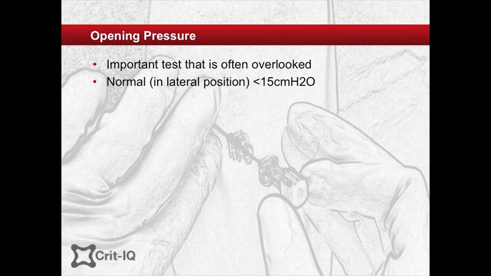The normal pressure in the lateral decubitus position is less than 15 centimetres of CSF, with readings of greater than 20 centimetres clearly pathological. BMI is poorly correlated with CSF pressure, however appropriate patient position and technique is essential.